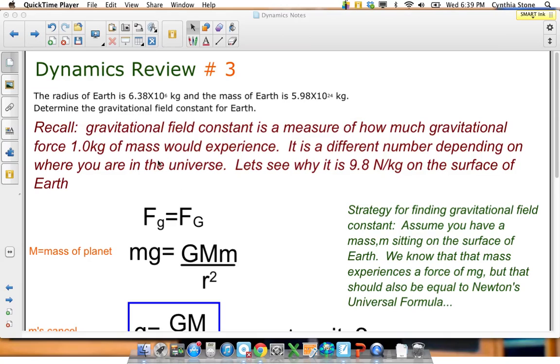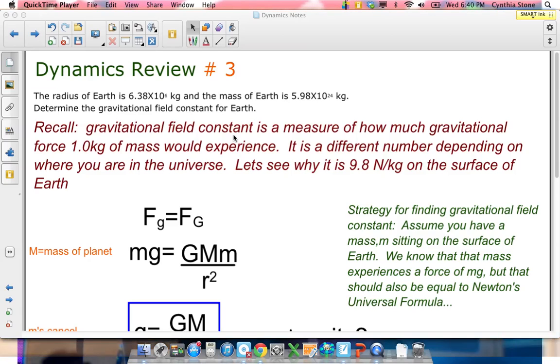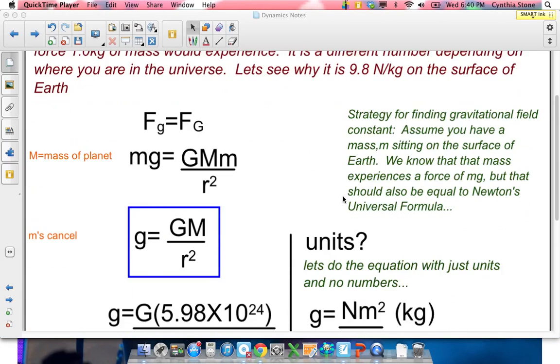But we're going to calculate it, so I'll show you how to calculate it, or remind you how to calculate it. When we say gravitational field constant, that's g that we're looking for. And again, it's how much force 1 kilogram of mass would experience on Earth. That number would be different anywhere else in the universe. But on the surface of Earth, it's going to be 9.8. Let's go ahead and see why.